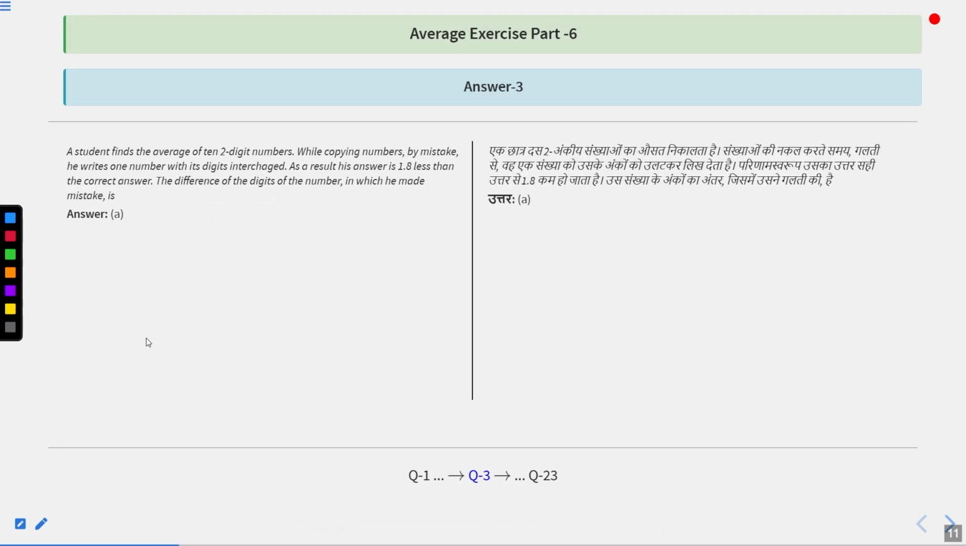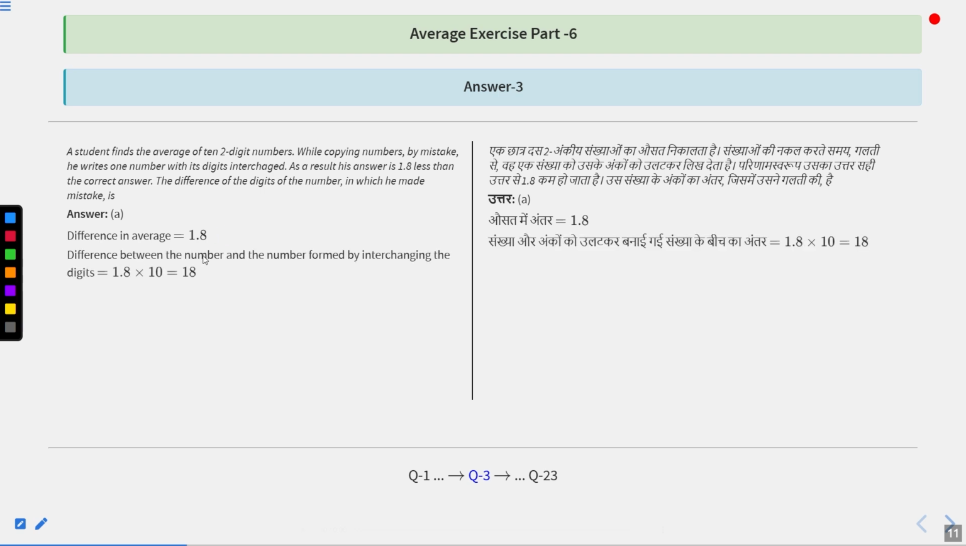Now time's up. Let's see the solution. The difference in average is given as 1.8. The difference between the number and the number formed by interchanging its digits is a 2-digit number, so it will become 1.8 multiplying by 10, so it will be 18. In this type of question, we use the hit and trial method.